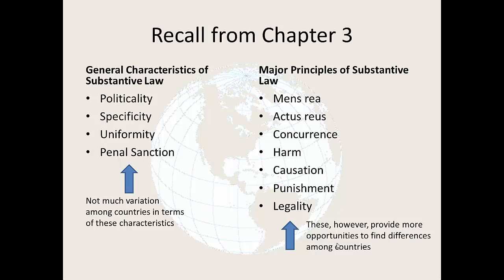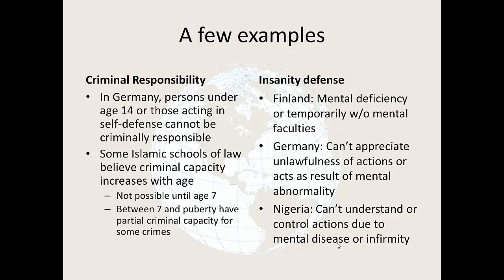We find a little bit more differences in the major principles of substantive law. And again, you'll recall from Chapter 3 that those include mens rea, actus reus, concurrence, harm, causation, punishment, and legality. We can't go through each one, but we can identify a couple just to show how some of those differences might be described. Let's take criminal responsibility, for example.